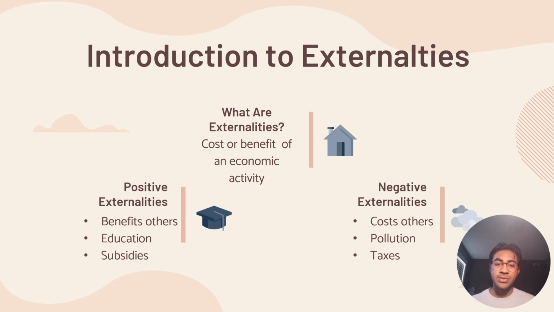Now there are two different types of externalities: positive externalities and negative externalities. A positive externality is when consuming or producing a good causes a benefit to a third party, for example education or subsidies. A negative externality, on the other hand, is when consuming or producing a good causes a cost to a third party, for example pollution and taxes.